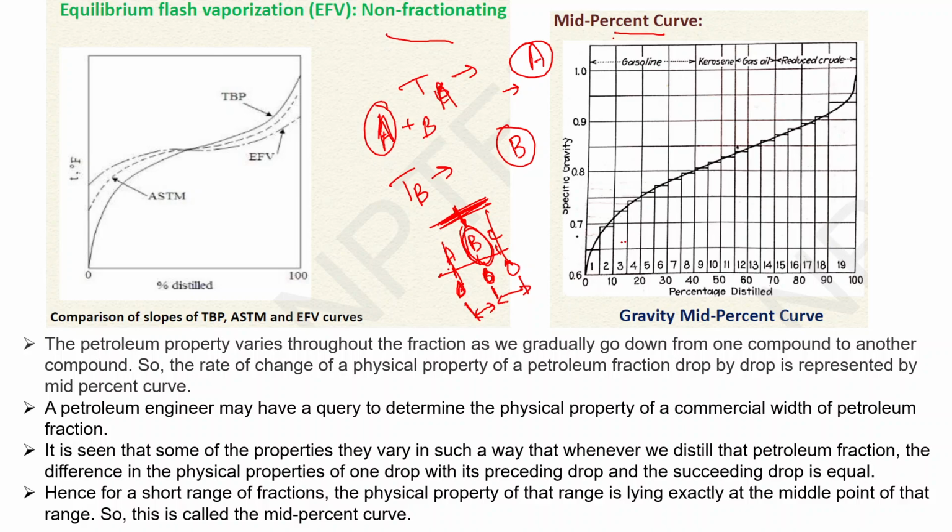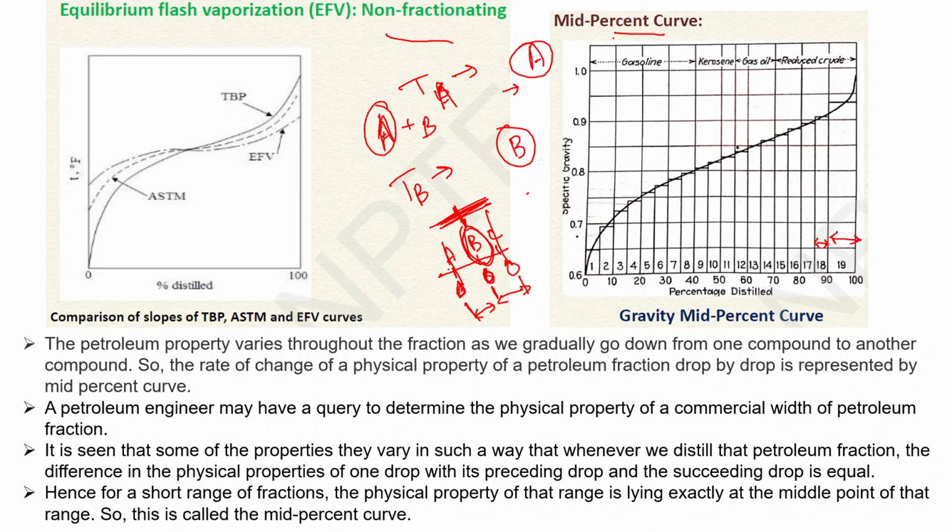Let's see in this diagram. It is a curve of percentage distilled versus specific gravity. So we can see that this is divided into 19 portions. The first 18 are divided in 5 segments, and the last one is in the 10th segment.